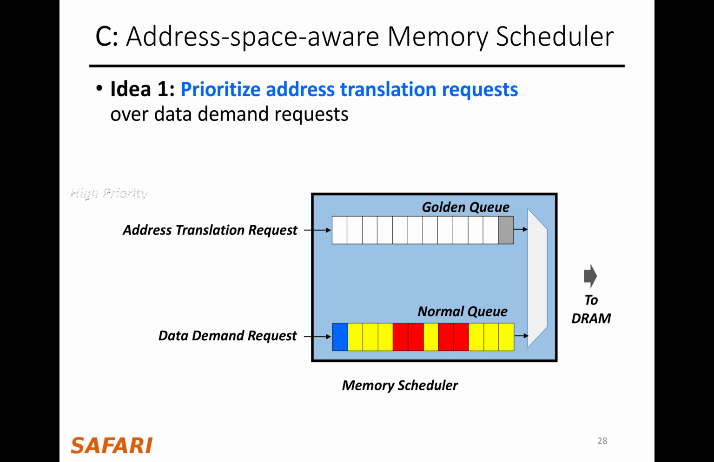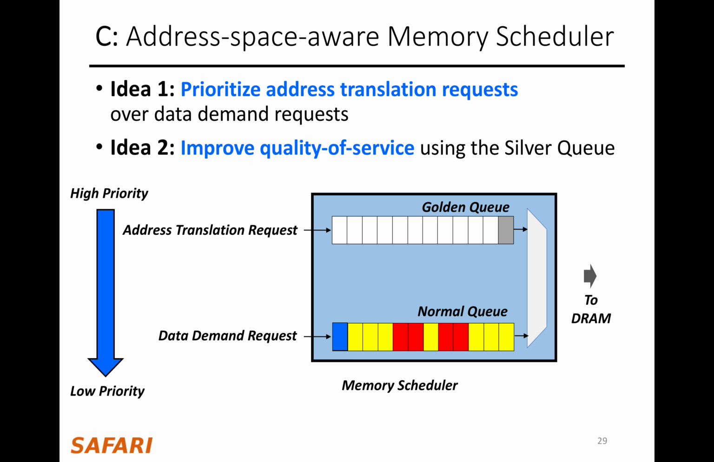As you can see here, because the priority of the golden queue is higher than the normal queue, any requests that are accessing address translation data would be prioritized over normal data requests. However, there's another separate problem where you have multiple applications, as shown here: red, yellow, and blue applications. The blue applications sometimes are not able to inject into the normal queue, and as a result, sometimes they get deprioritized.